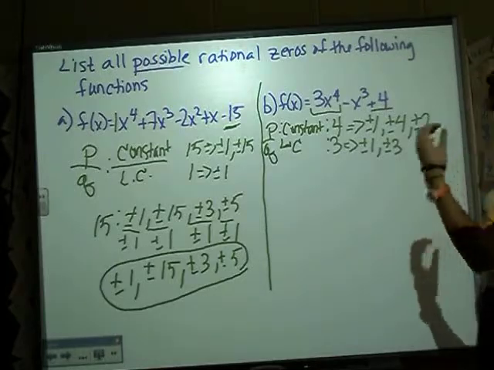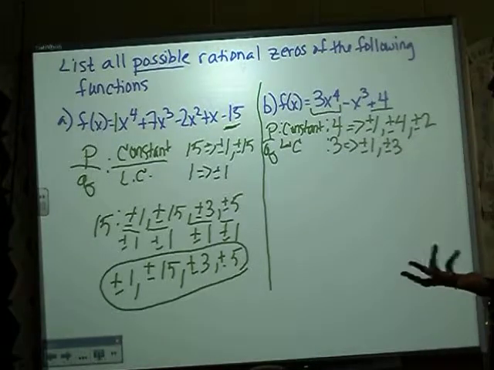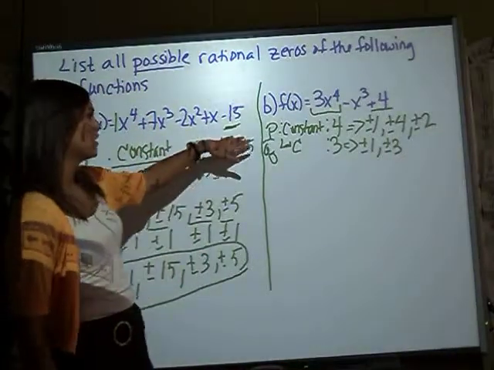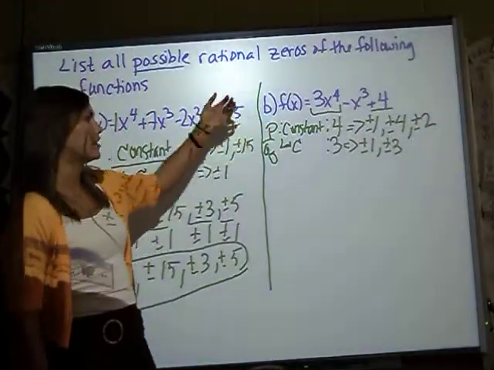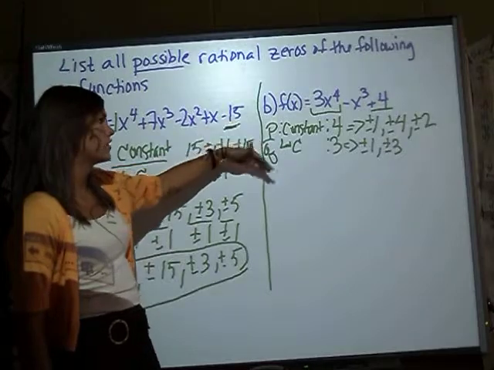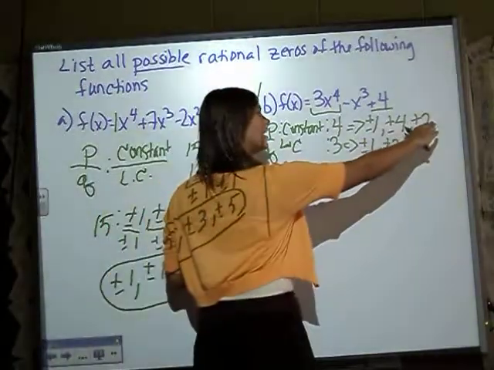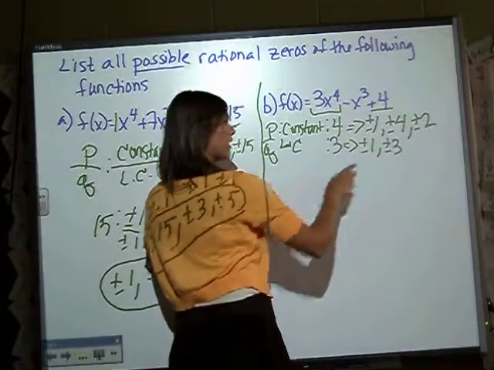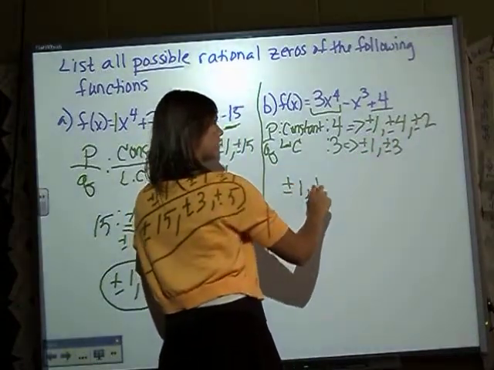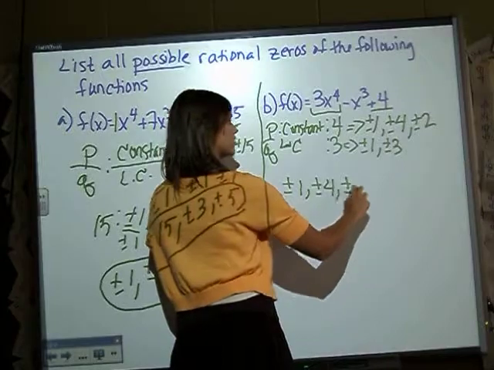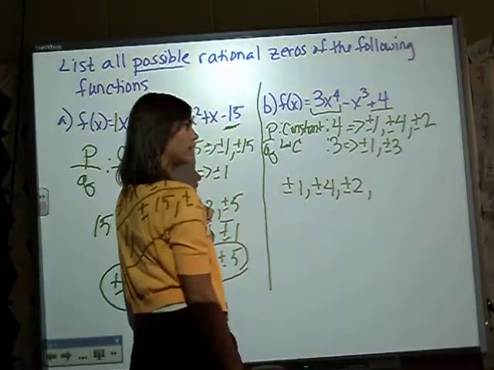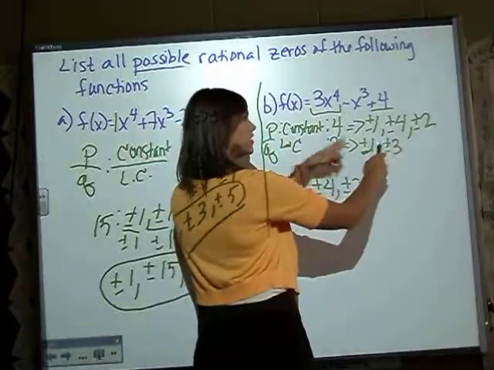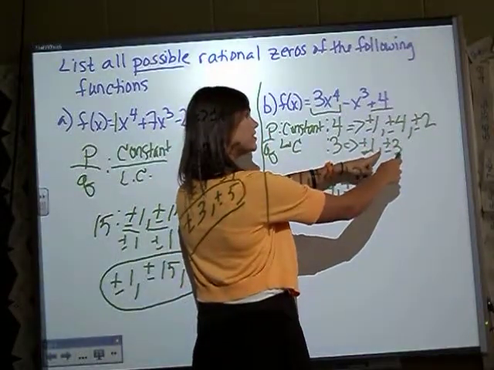Okay, to find possible rational zeros of the following function, we're going to have to take all possibilities of p's divided by q. So we're going to take every single p here and divide it by this q. If we take all these and divide by 1, we're going to get plus or minus 1, plus or minus 4, plus or minus 2. Okay? Check. Now we're going to take all these and divide by this q, which is 3.